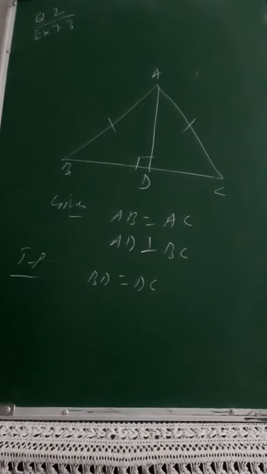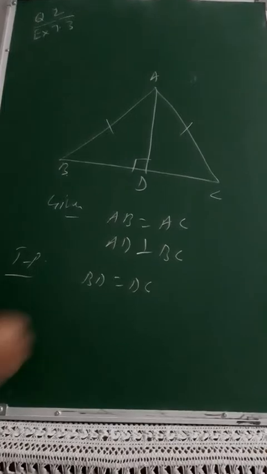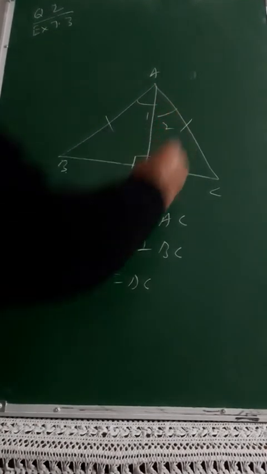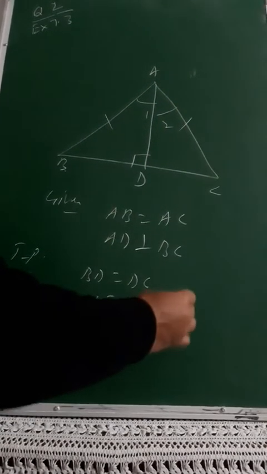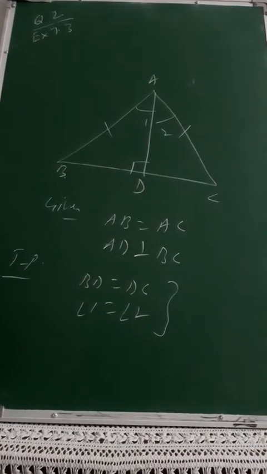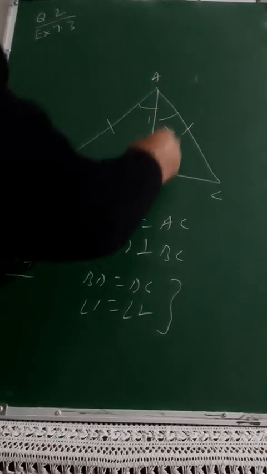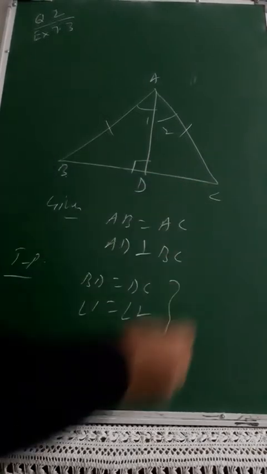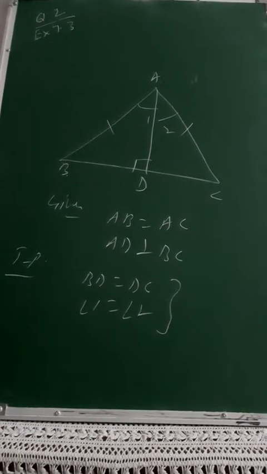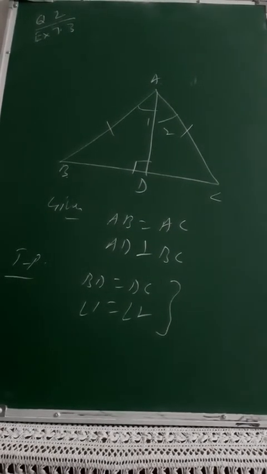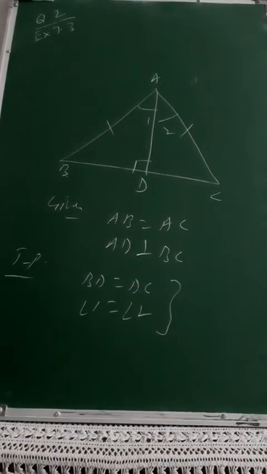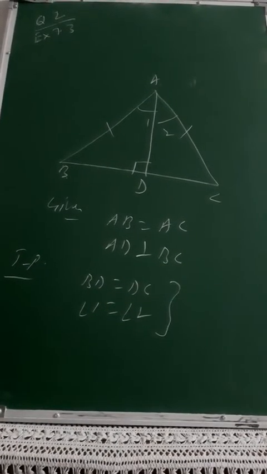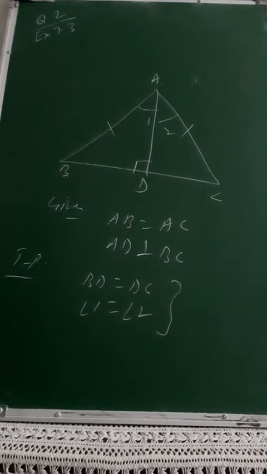First part you need to prove, and second part, AD bisects angle A, also you need to prove angle 1 is equal to angle 2. So I think if you can just prove triangle ADB and triangle ADC congruent to each other, then by CPCTC both of the parts will be proved. So look at this.